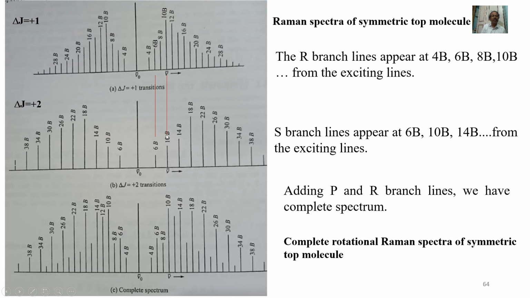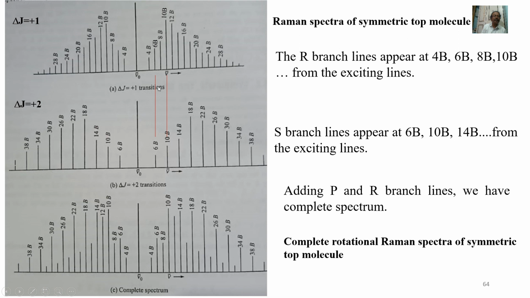Now, we are going to add these two and get the complete rotational Raman spectra of a symmetric top molecule. So this is the complete one. And now we shall add. The difference between two lines here is 4B, and here it is 2B. 2B variation is there here, 4B variation is there here. Now we are going to add these two. So 4B, here there is no 4B, so 4B is as it is.